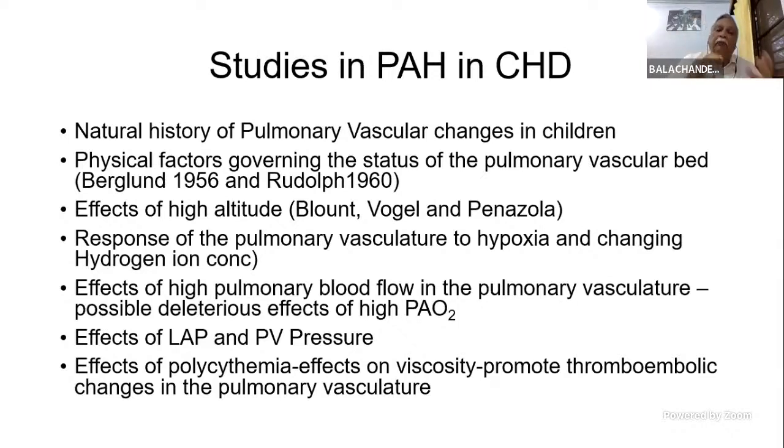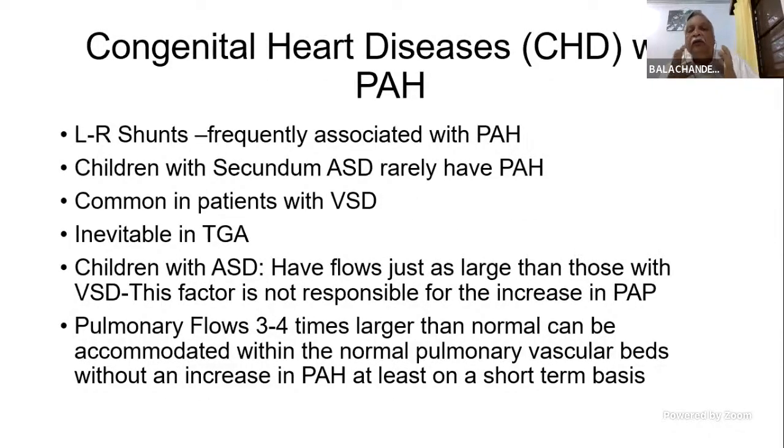Actually, when you say pulmonary arterial hypertension, you always refer to the transpulmonary gradient, which is between the pulmonary venous pressure and the mean pulmonary arterial pressure. But when it comes to Eisenmenger or secondary pulmonary arterial hypertension, we forget the importance of the left atrial pressure. And of course, a little bit about polycythemia. Next slide. So the left to right shunts are frequently associated with pulmonary arterial hypertension. Now, there are certain cardiologists, especially now people have started using atrial flow regulators and all that.